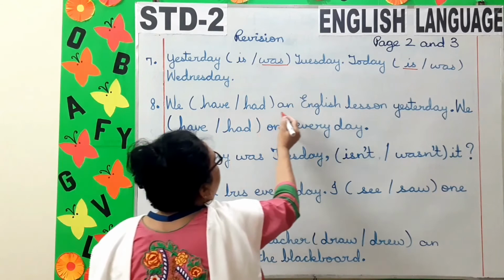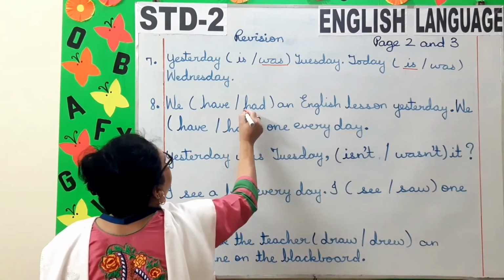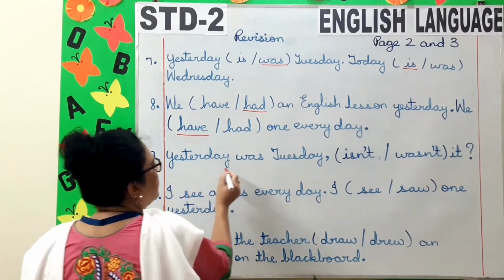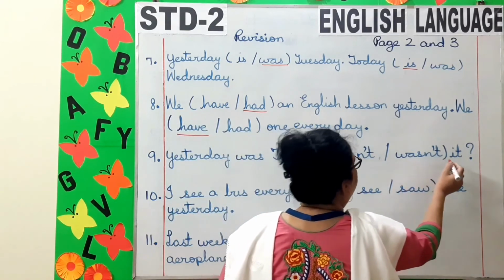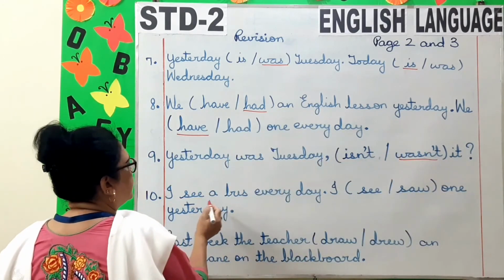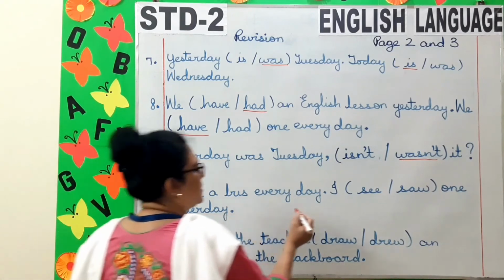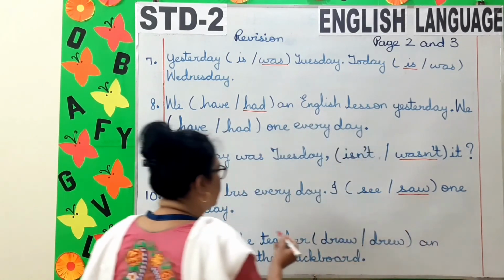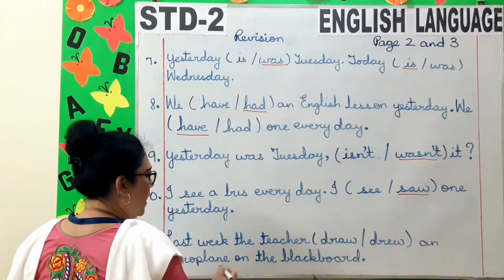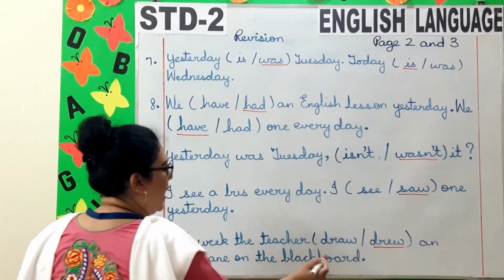8. We had an English lesson yesterday. We have one every day. 9. Yesterday was Tuesday, wasn't it? 10. I see a bus every day. I saw one yesterday. 11. Last week the teacher drew an aeroplane on the blackboard.